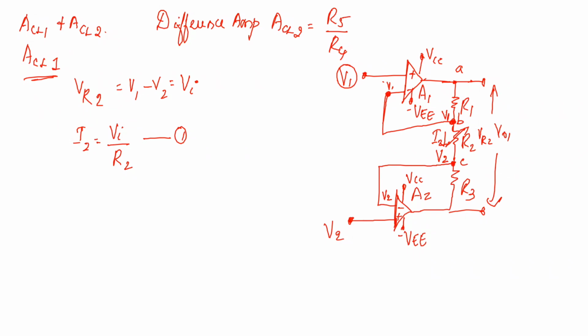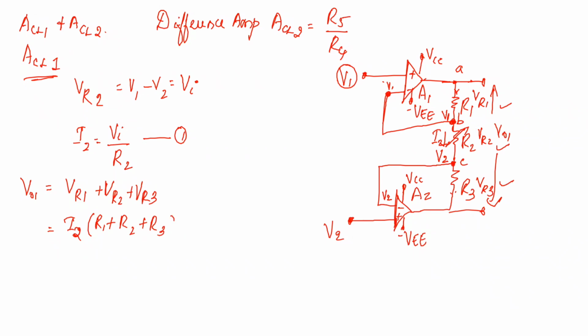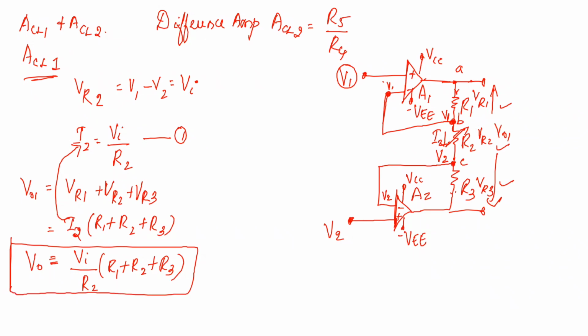So what will be your total voltage VO1? If I take this as VR1 and this as VR3, your total voltage will be equal to VR1 plus VR2 plus VR3, right? So what are VR1, VR2, VR3 in terms of current and resistors? You have the same current flowing, I2, so I can take I2 as common. So I2 into R1 plus R2 plus R3, right? Now you have already derived I2. So substitute the value for I2, which is VI divided by R2, into R1 plus R2 plus R3. So VO is equal to VI into R1 plus R2 plus R3 divided by R2.